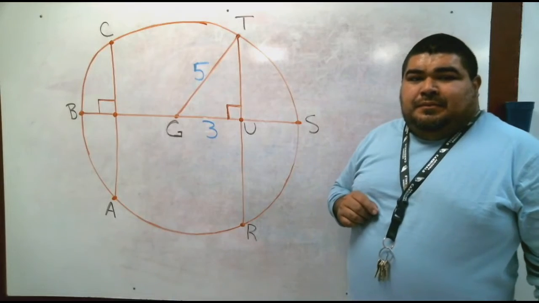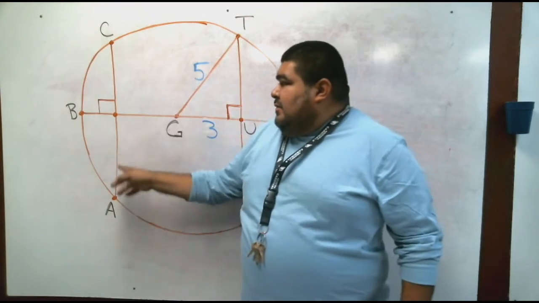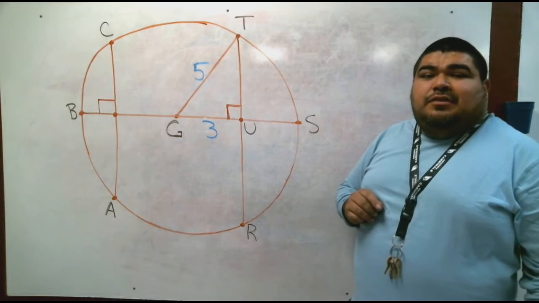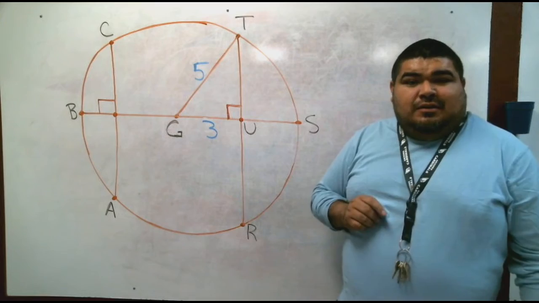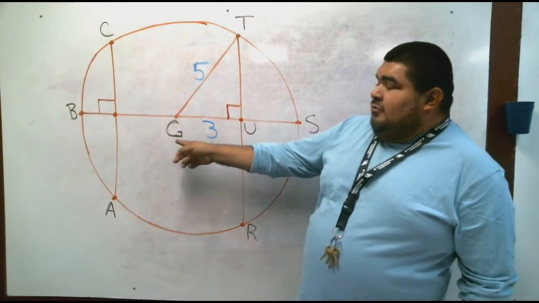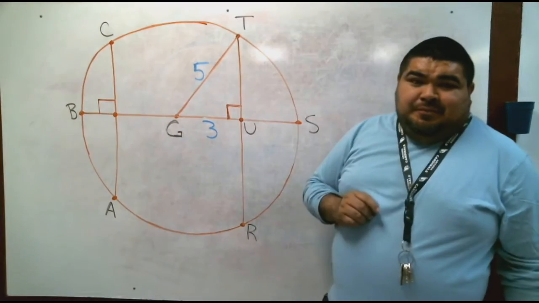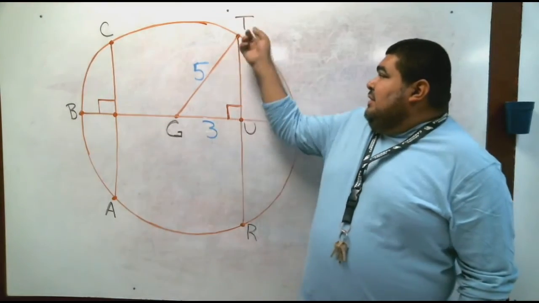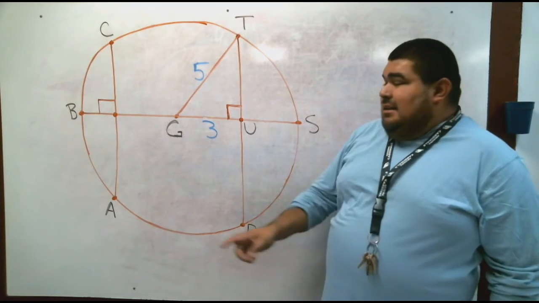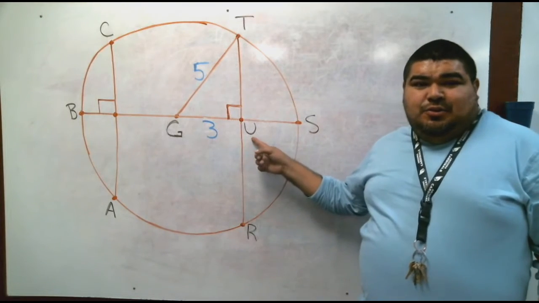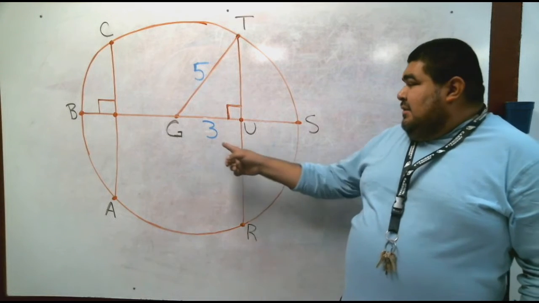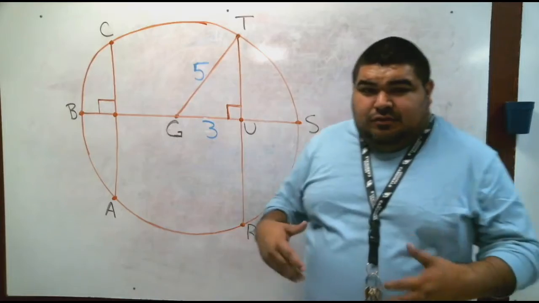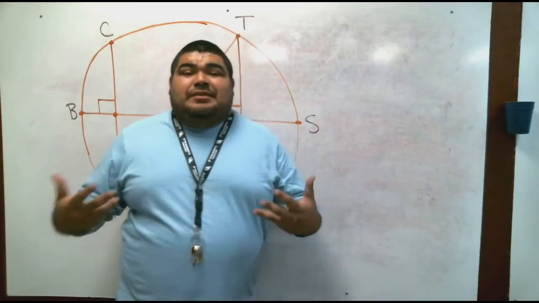Okay? You have intersections that create 90-degree angles. Okay? From your diameter to your chords. You also have a radius that goes from G to T. Okay? The value of that distance, or the distance between G and T, is 5. Okay? The distance between G and U is 3. Okay? All right. Those are what I'm going to give you. That's what's given to us.